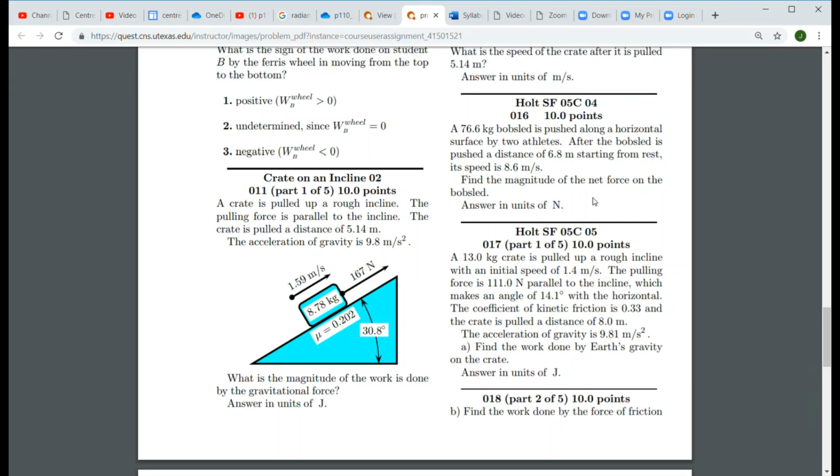16. A bobsled is pushed on a horizontal surface by 2 athletes. After the bobsled is pushed a distance of 6.8 meters, starting from rest, its speed is 8.6 meters per second. Find the magnitude of the net force on the bobsled.